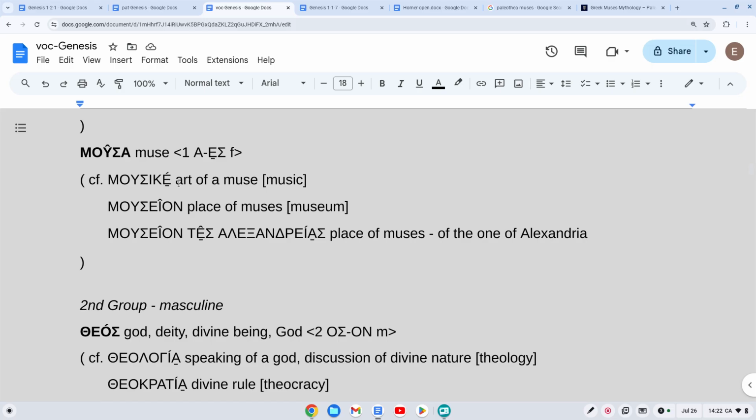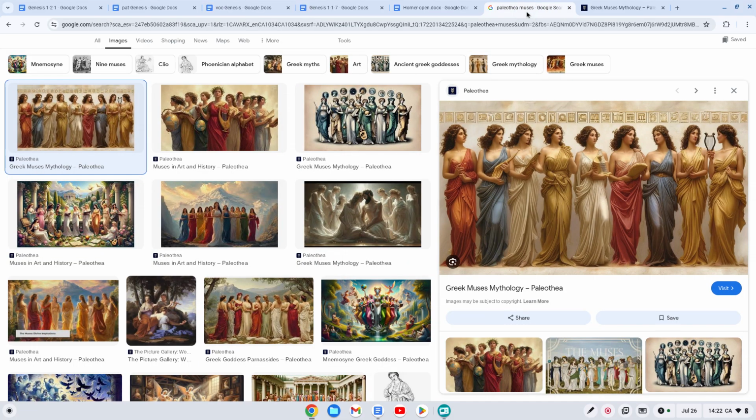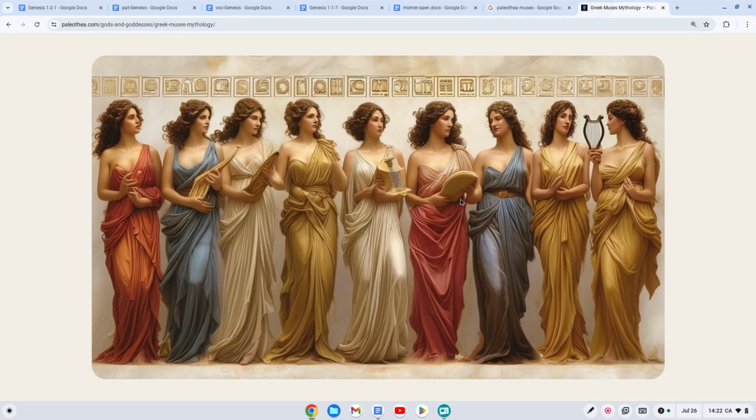We looked at the Muses. By the way, here's a picture of the 9 Muses. They each had their own artistic inclinations, inspirations, and we've come across 2 of them already.